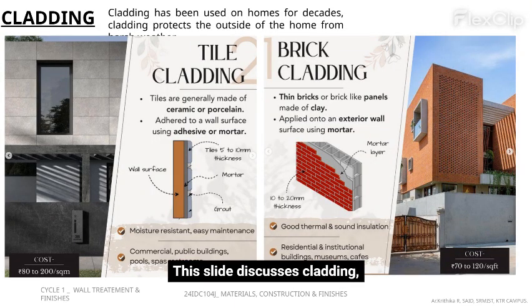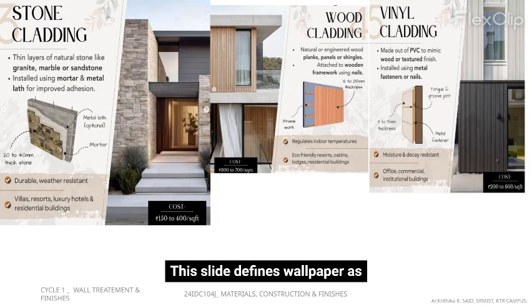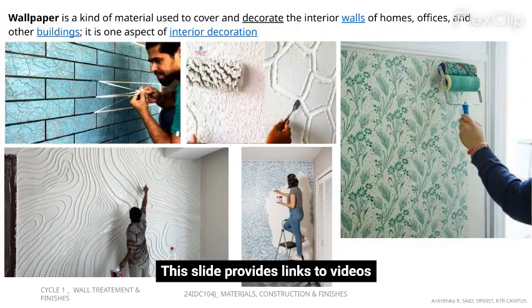This slide discusses cladding, which has been used on homes for decades to protect the outside from harsh weather. This slide defines wallpaper as a kind of material used to cover and decorate the interior walls of homes, offices, and other buildings. It is one aspect of interior decoration. This slide provides links to videos about wall texture making.